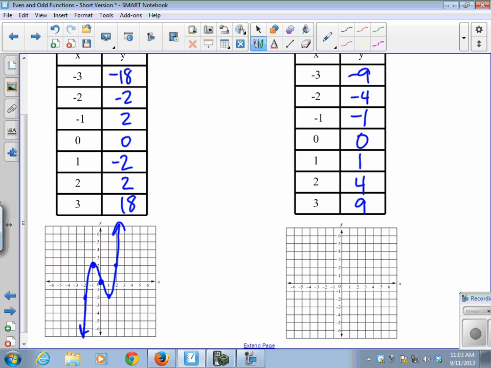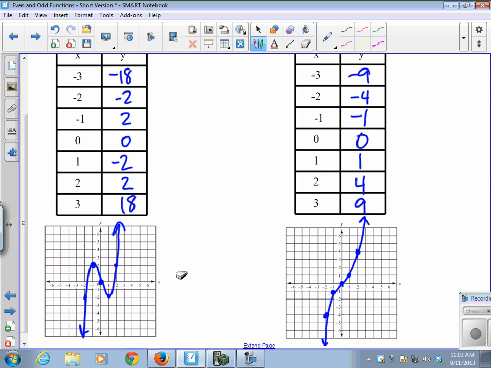Now, the second function, if I go graph it, negative 3, negative 9 is going to go off. So I'm going to go to negative 2, negative 4. Then negative 1, negative 1. Then 0, 0. Then 1, 1. Then 2, 4. And then 3, 9. So this function is going to look something like this.